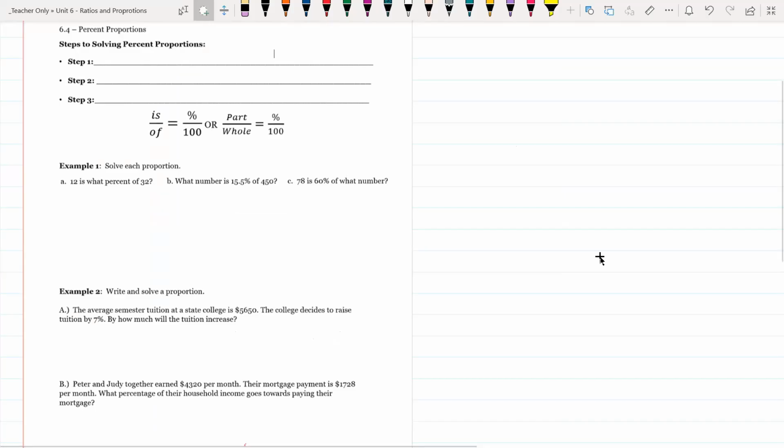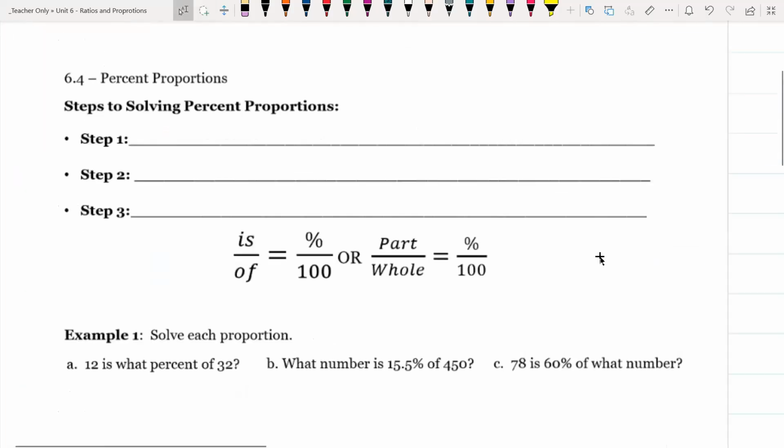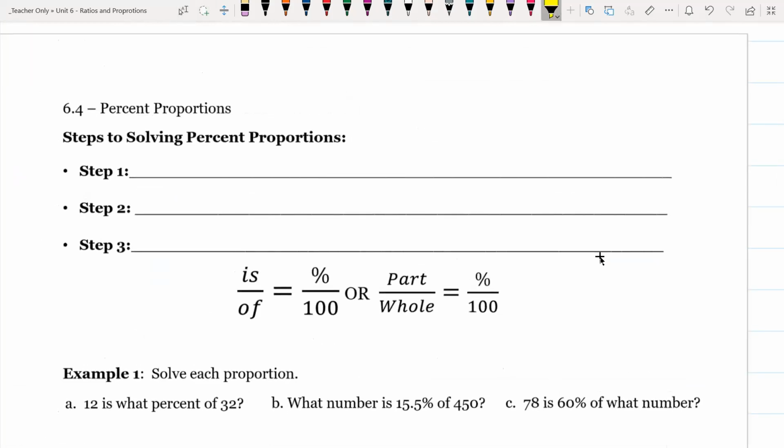All right, so now we're going to talk about percent proportions. And we're going to use this equation to do that. Our first step is to take the sentences and write out the proportions.